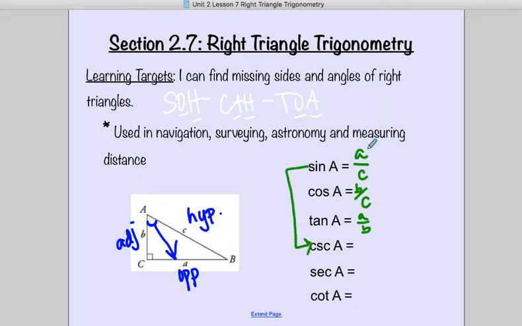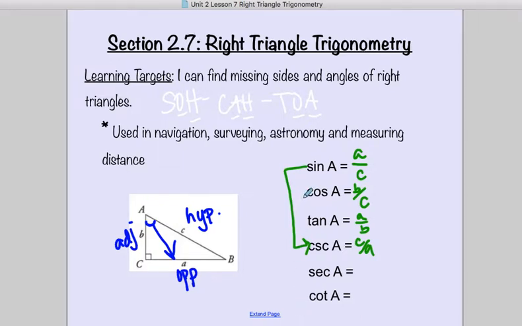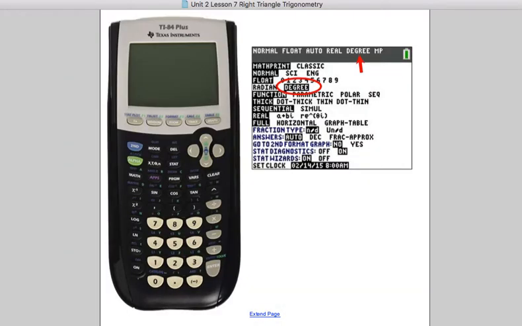So we just have to go ahead and flip this. Or it's 1 over A over C. We can also just flip it right away. So we have C over A. Then we have secant is the reciprocal of cosine. And so that one's going to be C over B. And then lastly, we have cotangent, which is the reciprocal of tangent, so it would be B over A. Okay. So those are our trig ratios.